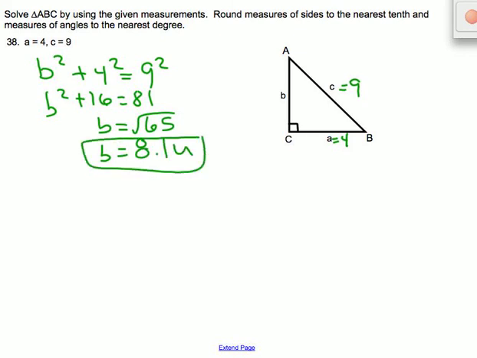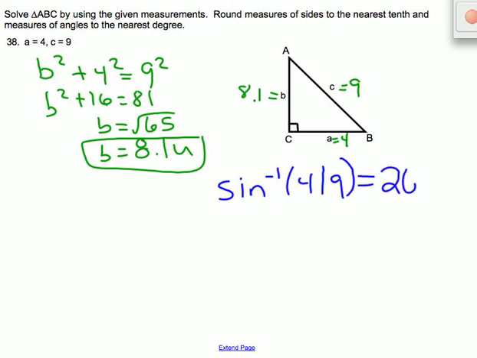Solving the triangle, I need to go back and look and find all the angles. We already have angle C as the 90 degree. So I want to find the measure of angle A. The measure of angle A is found by using the side opposite of A, which is the 4, and the side of the hypotenuse, which is 9. Opposite of hypotenuse is sine, so the inverse sine of 4 divided by 9. Simplify that up to the nearest degree, I get 26 degrees for the measure of angle A.